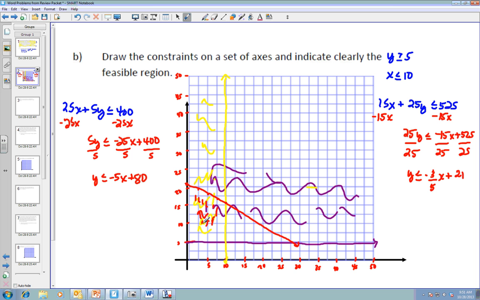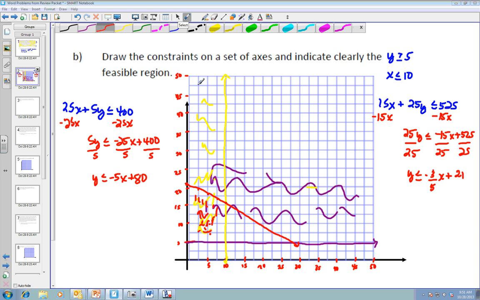So far I have this little region, okay? And then this one, I waited on because my y-intercept was 80 and I only went up to 50. So here's what I did to find out where I could start, because it's too hard to go all the way up to 80 and then count down.